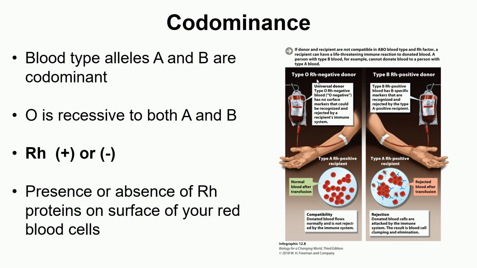When that blood is going to enter into the body of the recipient, because there are no antigens on the surface of the red blood cells, their body is not going to make any antibodies. So that is why it is safe to give O negative.